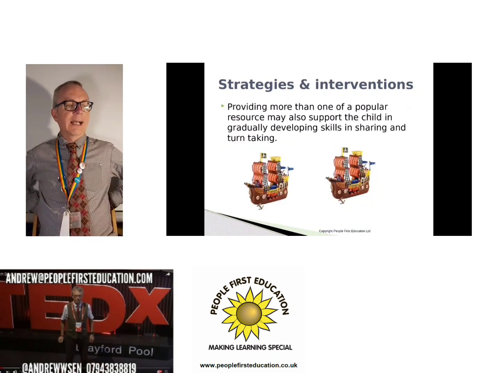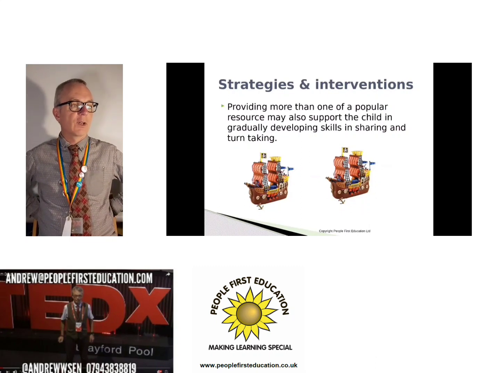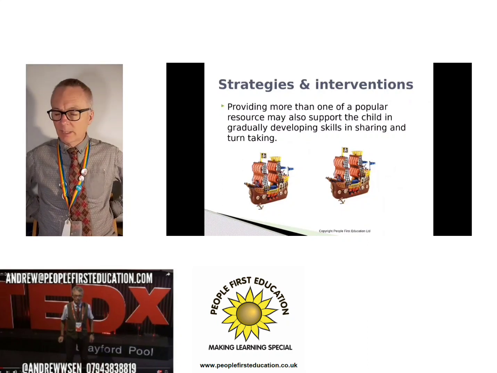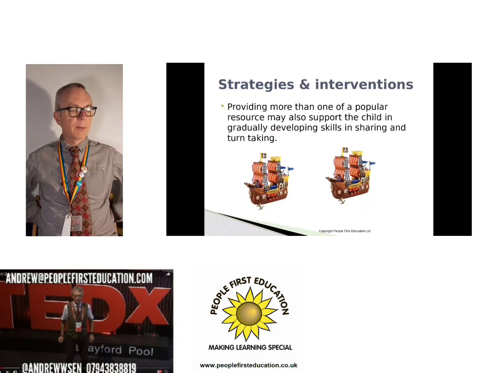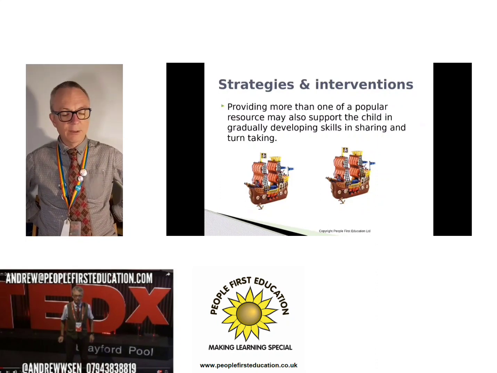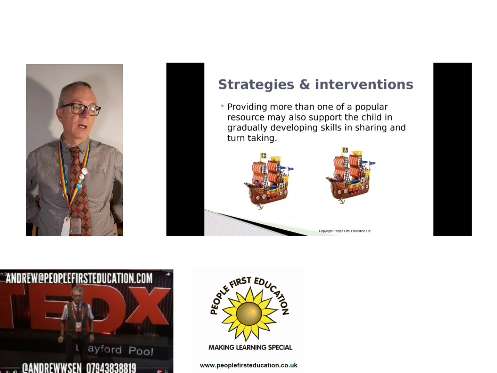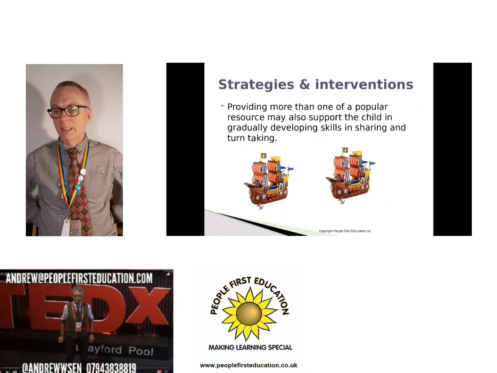When we are looking at learning to share and take turns, you might want to provide more than one of something. In this particular incident, we've got an example. We've got the Fisher-Price pirate ship, and we might have a child that particularly likes that Fisher-Price pirate ship. Then you might want to get a second one, because if that's the thing that makes them calm and that's the thing that makes them happy, then you want them to have access to that.